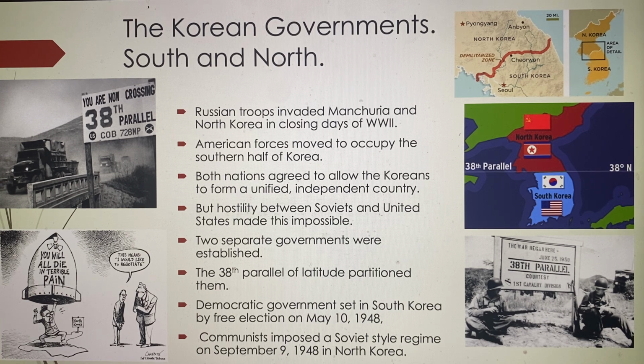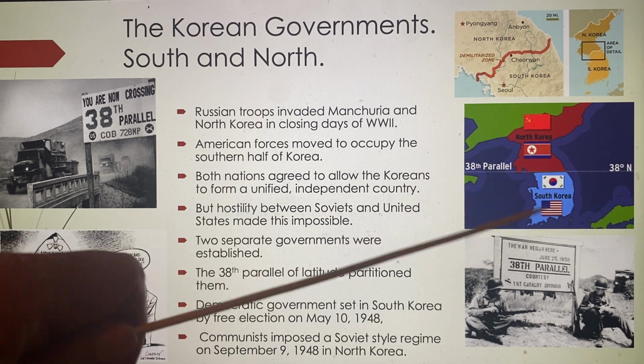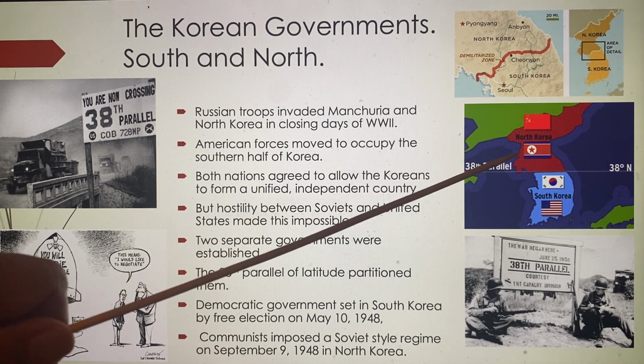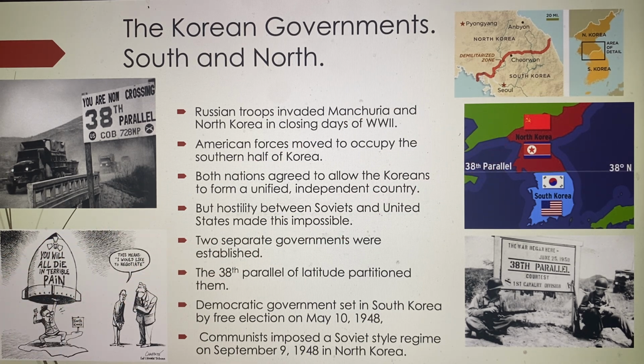Even today, there it is. You are now crossing the 38th parallel right here. There's a road going by there. And here we have North Korea and South Korea. The democratic government in South Korea was set up by free election on May 10th of 1948. And the communists imposed a Soviet-style regime on September 9th of 1948 in North Korea. So May 10th, the democratic government is set up in South Korea, and then on September 9th, we have the communist government set up, only a few months apart.